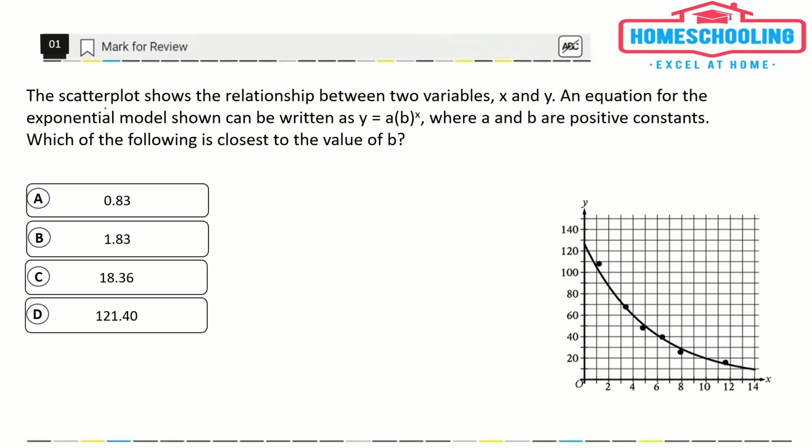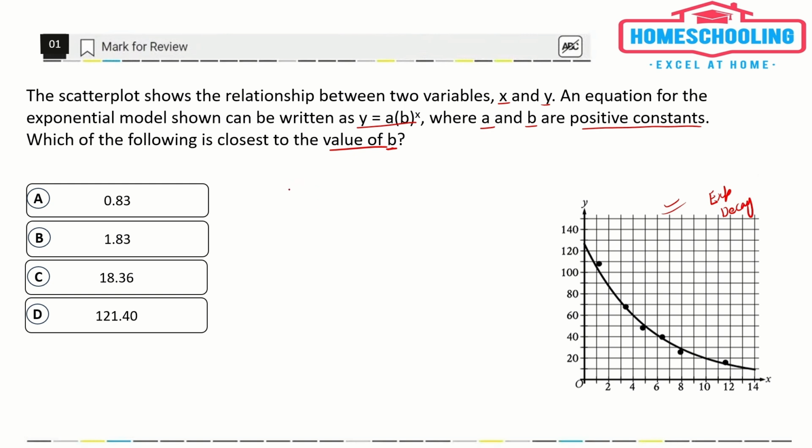Question number 1 says that the scatter plot shows the relationship between 2 variables, x and y. An equation for the exponential model shown can be written as y is equal to a times b to the power x, where a and b are positive constants. Which of the following is closest to the value of b? So we have to find the value of b, and this graph is given. As we can see, this is an exponential decay graph.